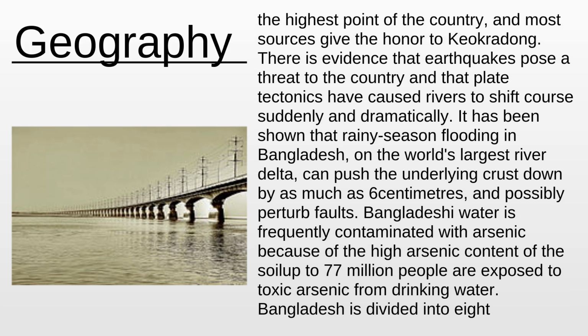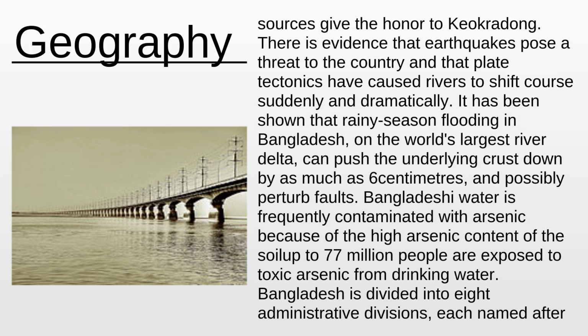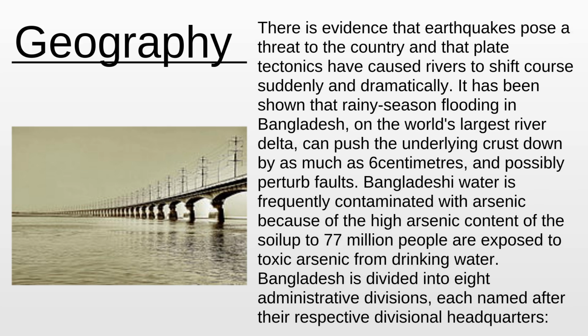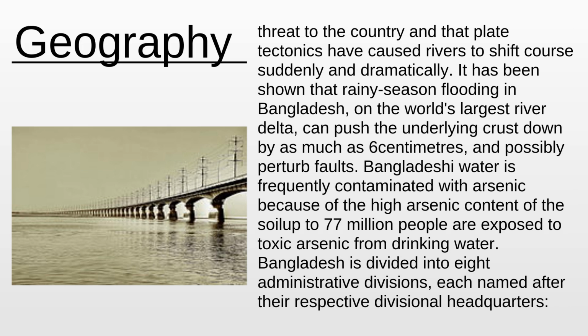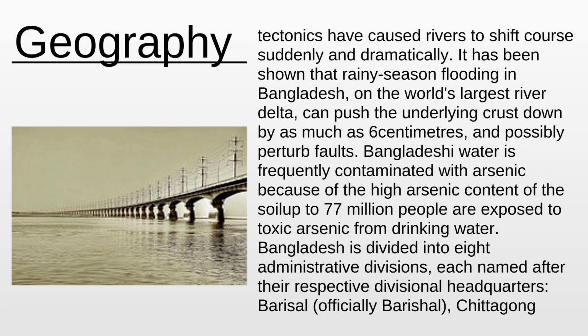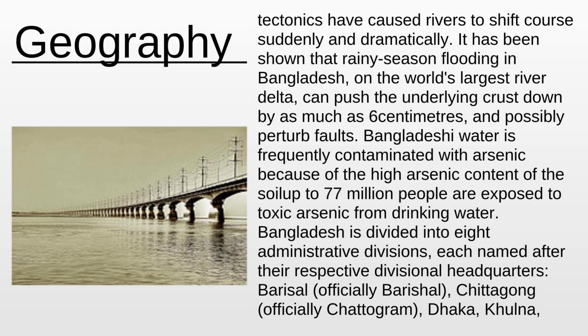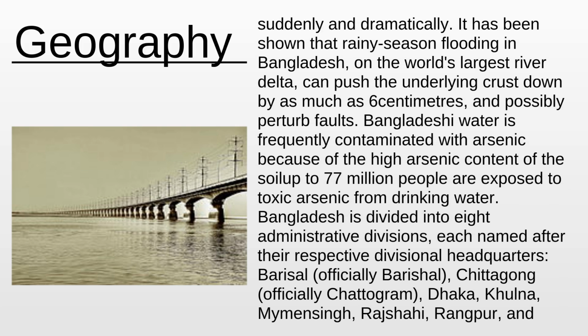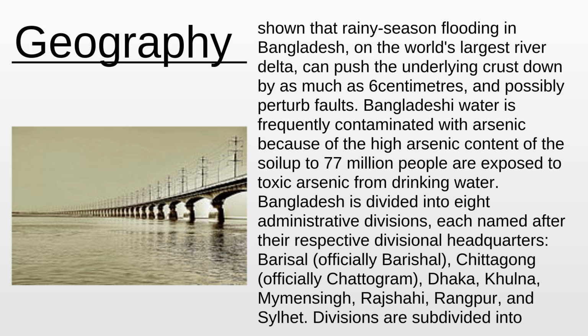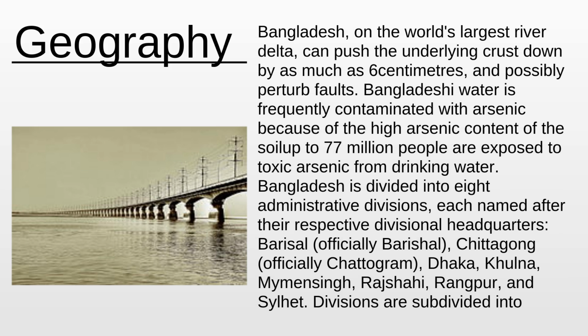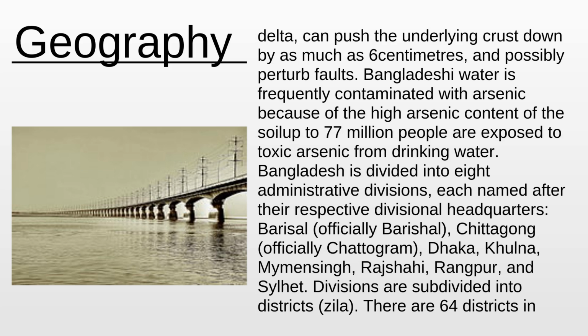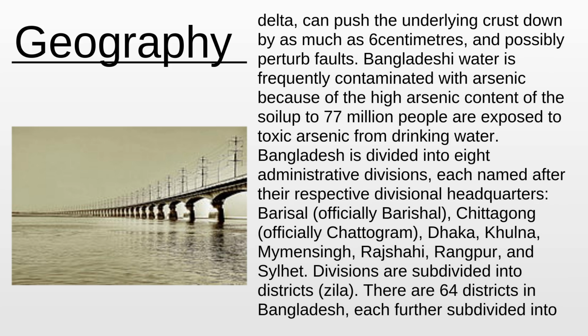It has been shown that rainy season flooding in Bangladesh, on the world's largest river delta, can push the underlying crust down by as much as 6 centimeters, and possibly perturb faults. Bangladeshi water is frequently contaminated with arsenic because of the high arsenic content of the soil. Up to 77 million people are exposed to toxic arsenic from drinking water.